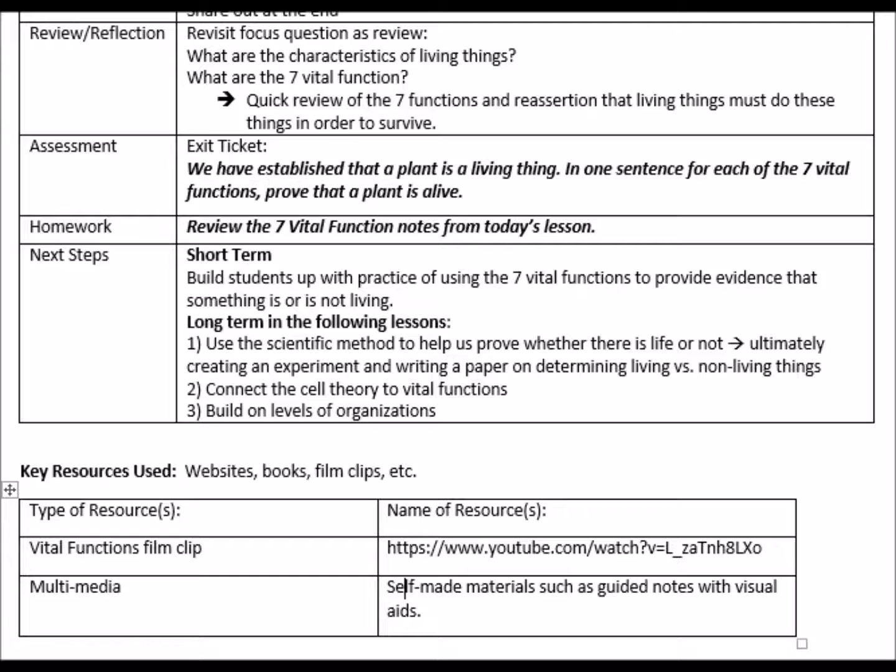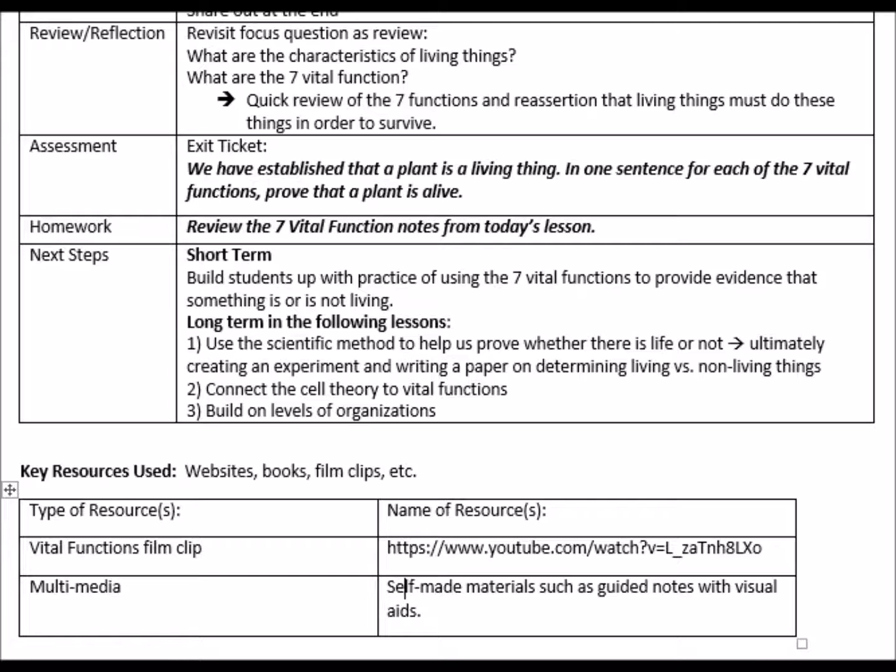We will revisit our focus question as review. What are the characteristics of living things? What are the 7 vital functions? After reviewing and reflecting, the exit task will allow students to demonstrate that they have identified the characteristics of living things and defined the 7 vital functions through real-world examples.